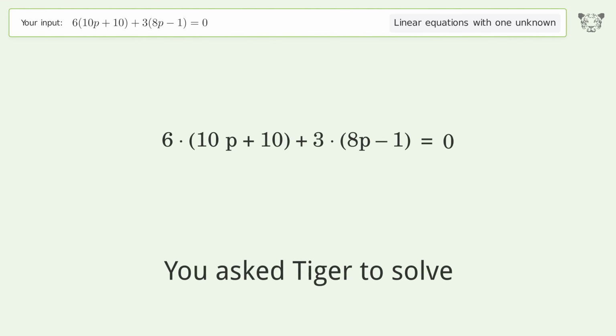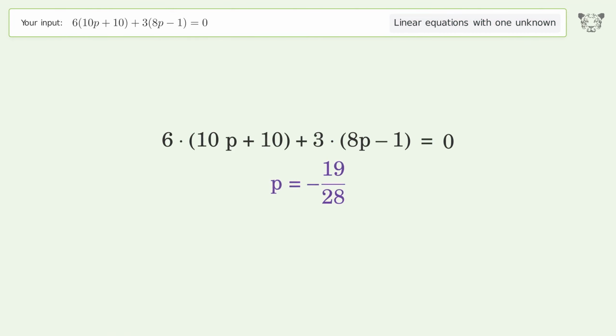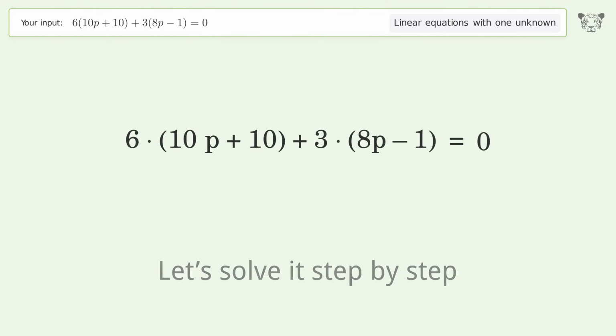You ask Tiger to solve. This deals with linear equations with one unknown. The final result is p equals -19/28. Let's solve it step by step.